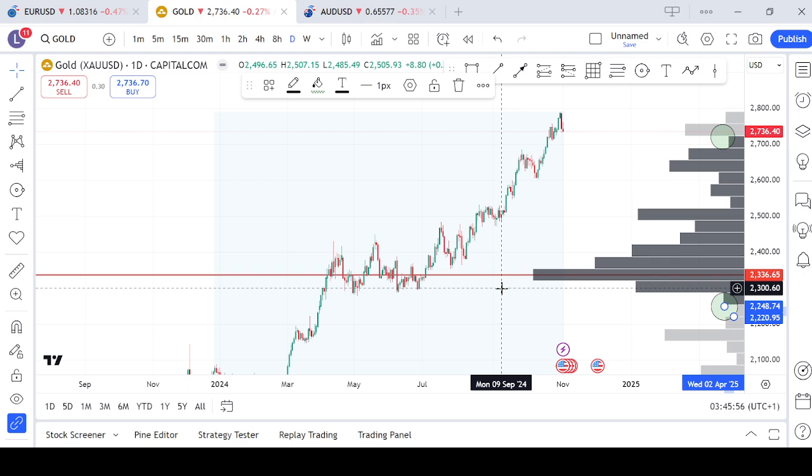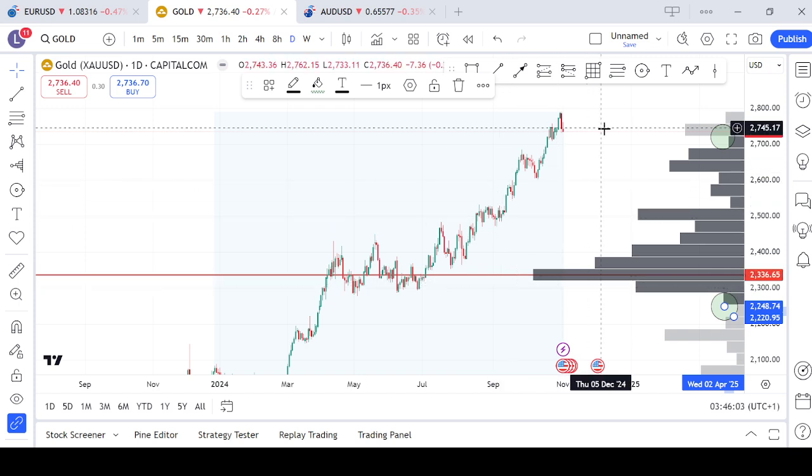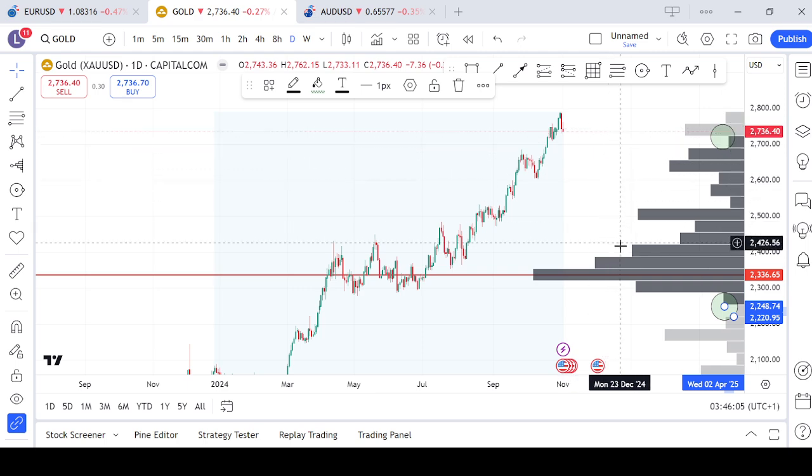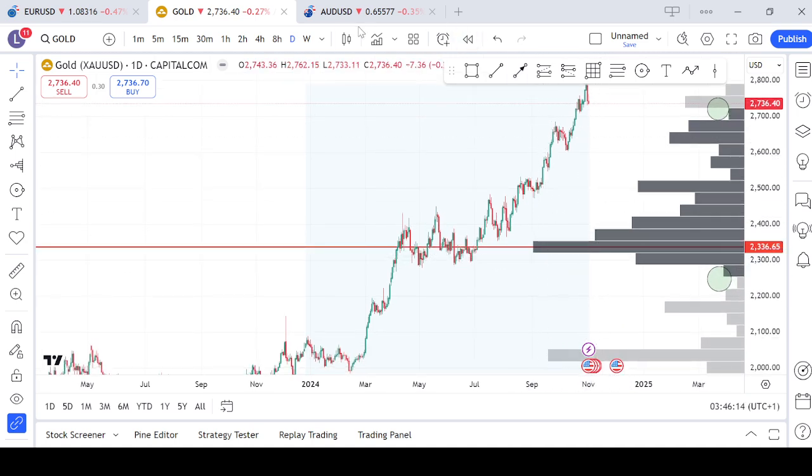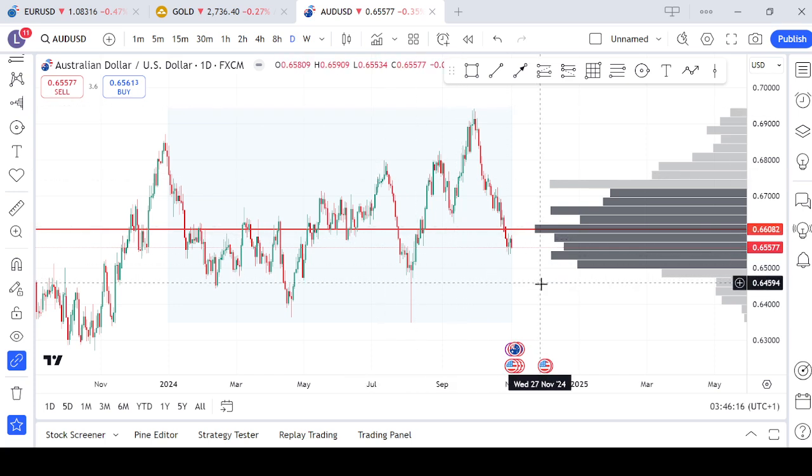The value area between the value area high and value area low represents where approximately 70% of all trading activity takes place. As you can see, it's also in AUD USD. So these levels often act as support and resistance zones, particularly during trending markets.